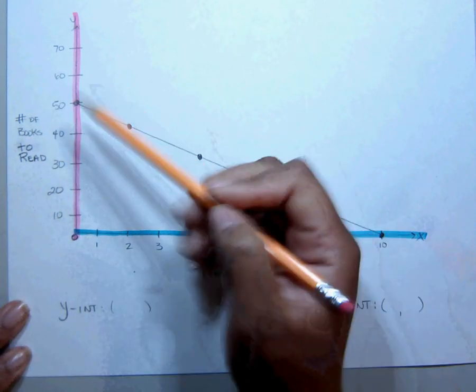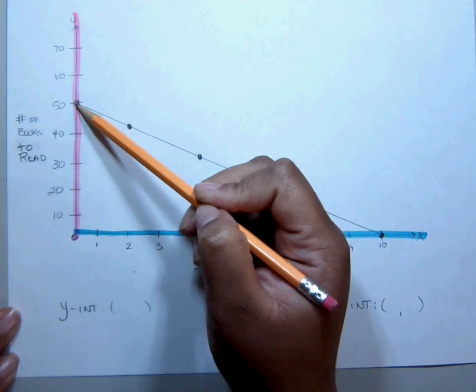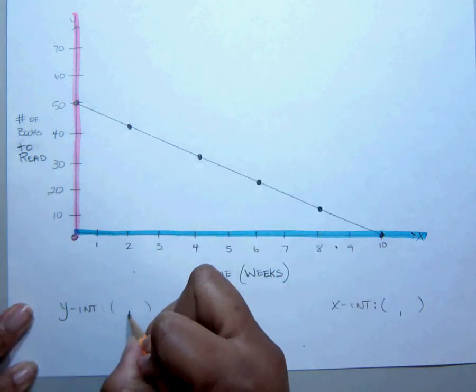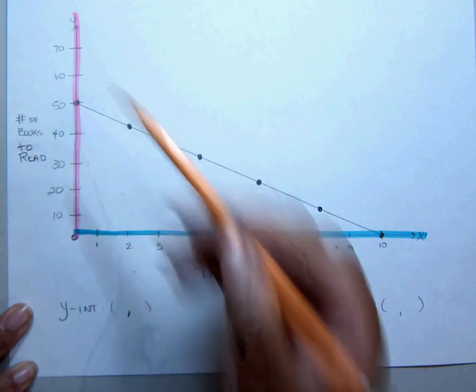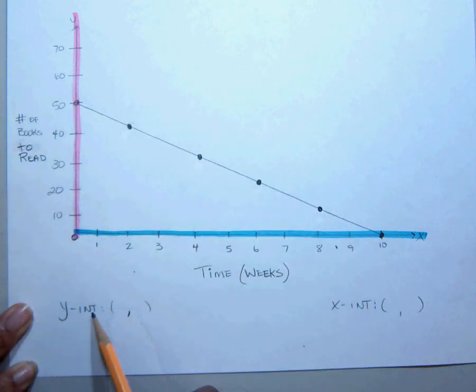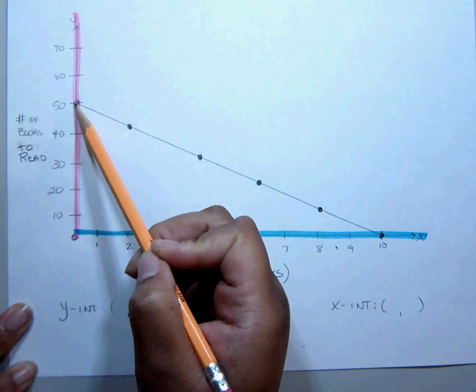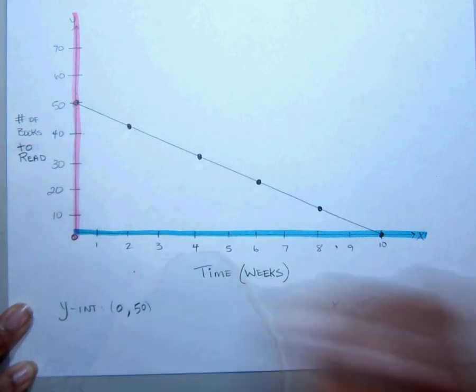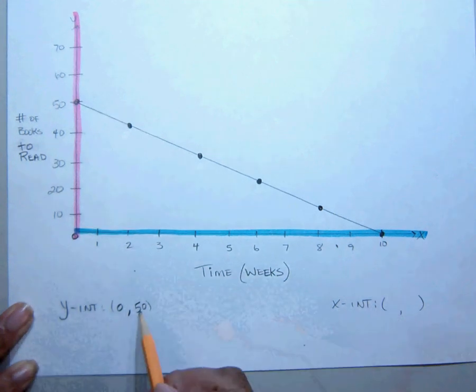But what do they mean? Okay, well, I kind of told you what this is, 50 being where I'm starting. So, how do I write 50 as a point for the Y-intercept? Well, it's on the Y-axis, so put it in the Y spot. And my X is always 0. And in words, what does this mean?